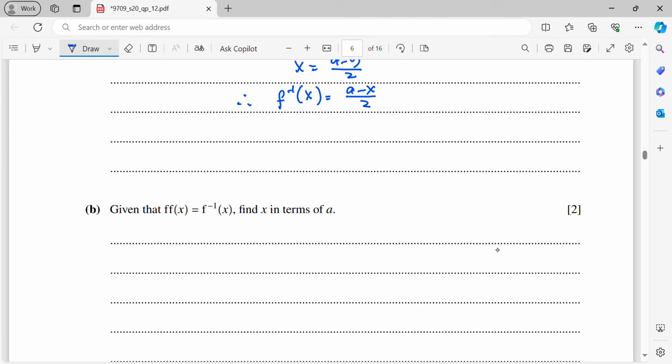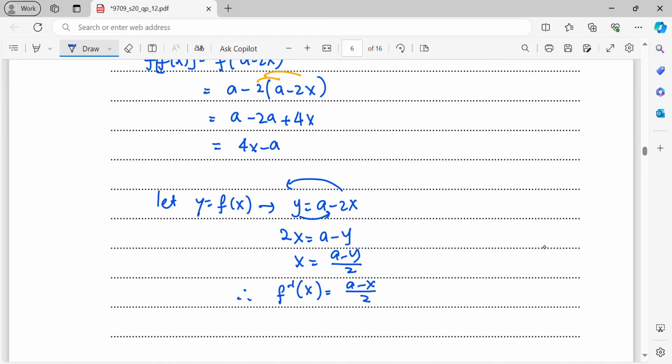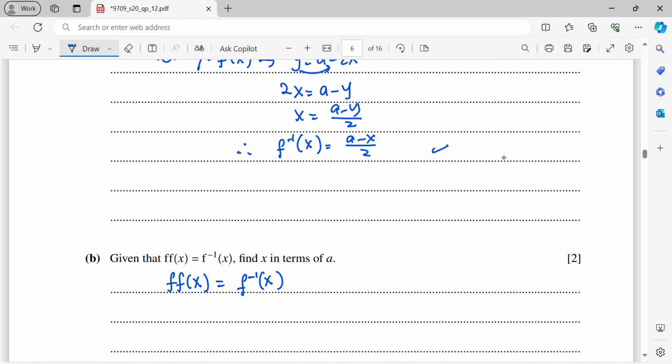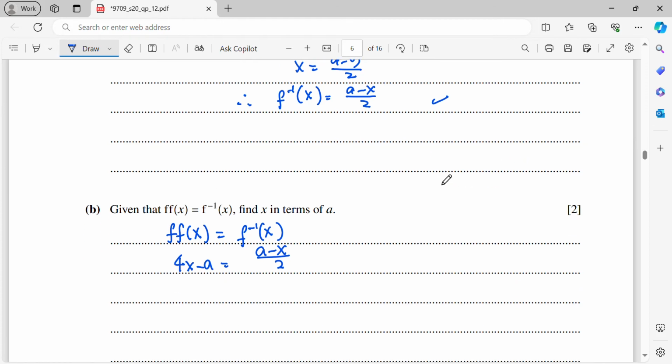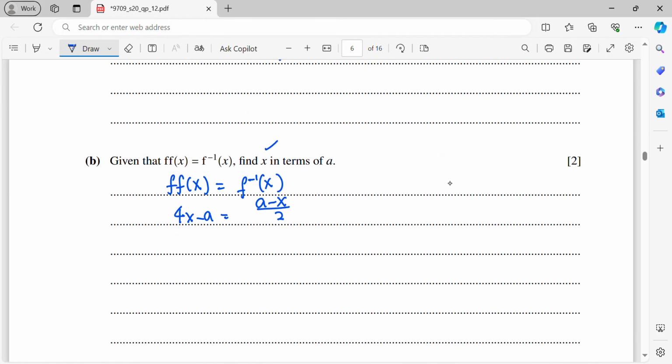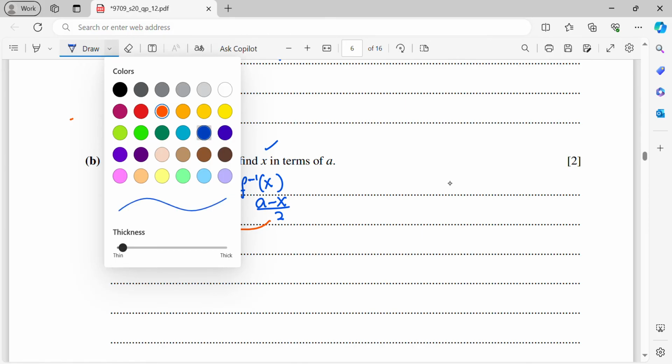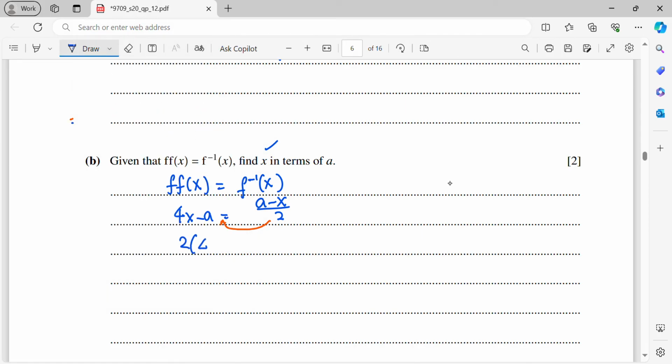Now part B, given the composite function equals the inverse function, find x in terms of a. So composite function equals inverse function. Just refer back to these two functions. So I will write 4x minus a on the left side. The right side will be (a minus x) divided by 2. Now we need to get x as the subject. So just move this 2 to the other side, which becomes times. So I will get 2 times (4x minus a) equals a minus x.